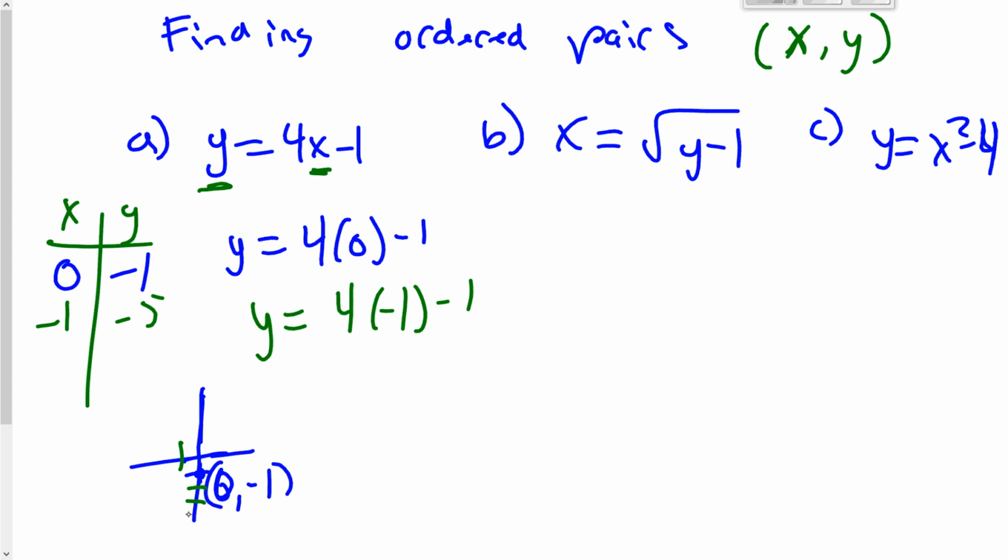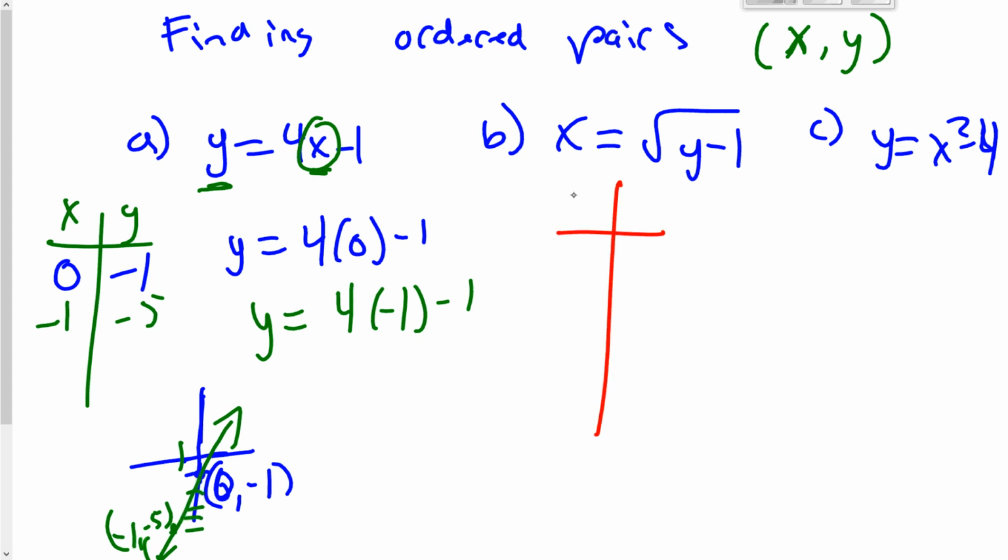And I'd go down 5. 1, 2, 3, 4, 5. Oops, I didn't go over. Let's take that one back. 1, 2, 3, 4. So that'd be over negative 1, down negative 5. So negative 1, negative 5. And I could just keep on doing it. This is linear, right? Because it just has a single x. So that's linear, so it's a straight line. So all I need is 2 points.